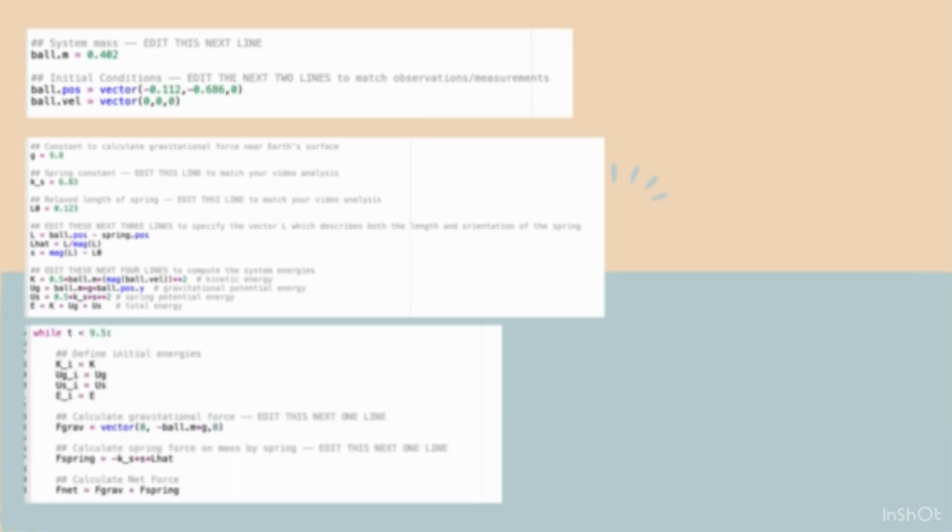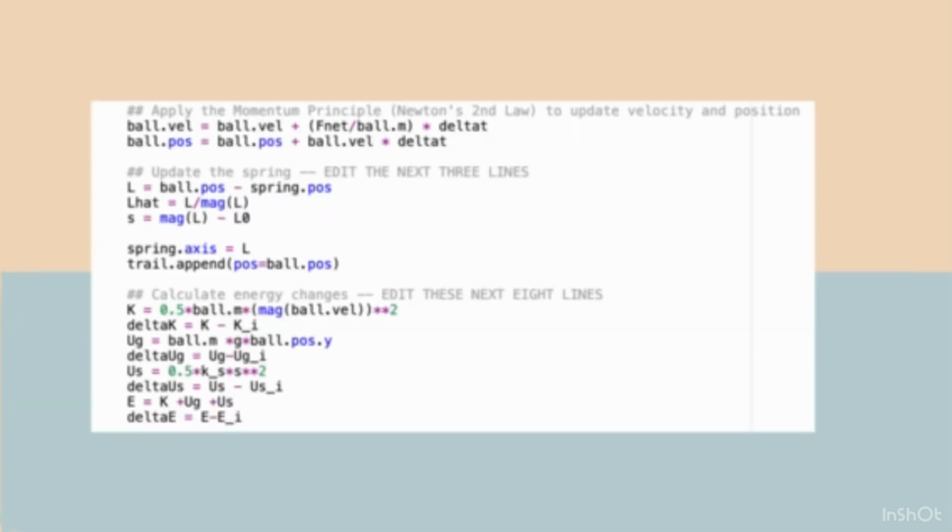Then, in a while loop, I iterated through time steps to calculate the specific energy changes. First, I did that by defining the force of gravity vector and then the force of the spring, and used that to calculate F net. And then I used the momentum principle to update the velocity and the position over each time step. And then after that, I calculated the energy changes. So I calculated delta K, delta UG, and delta US. And then I added those all together to calculate the change in energy.